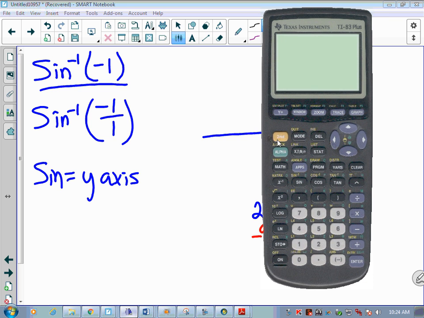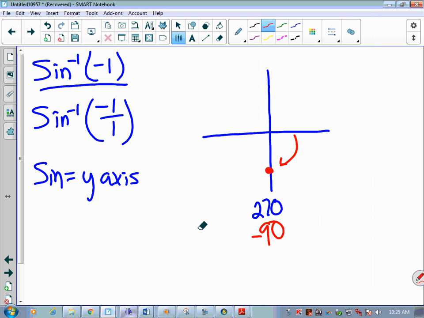All right, so we're going to hit inverse sine. And we're going to hit negative 1. And we're going to hit enter, and notice that it shows me negative 90 degrees. Okay? Negative 90 degrees. So because we're at negative 90 degrees, that's part of my answer.